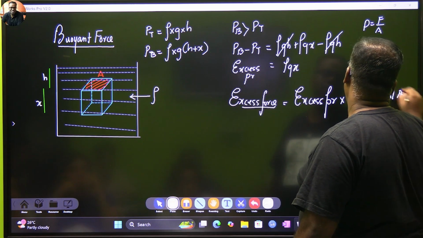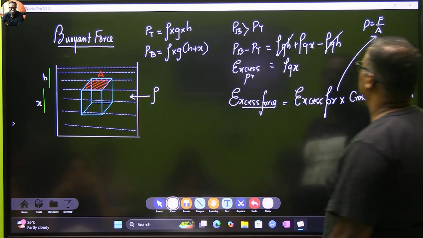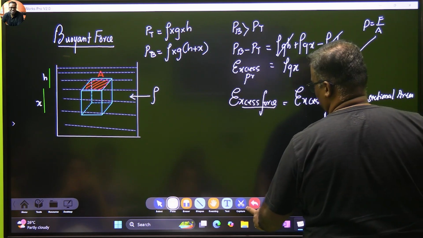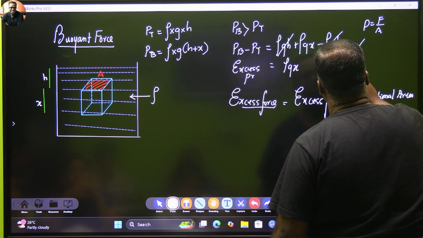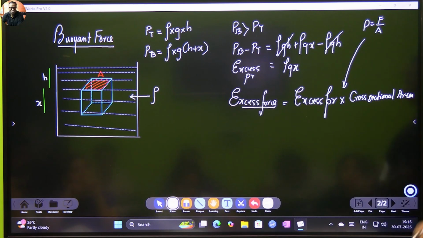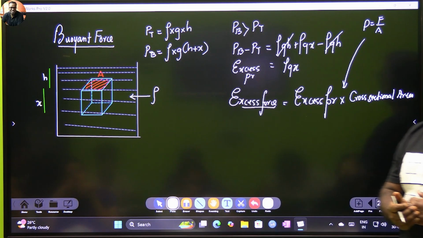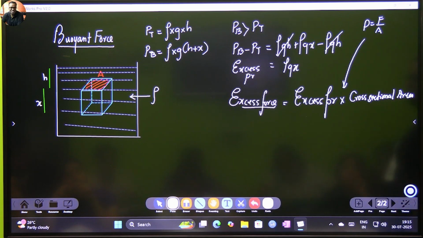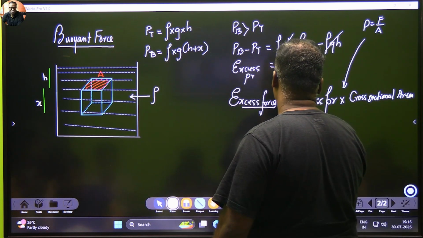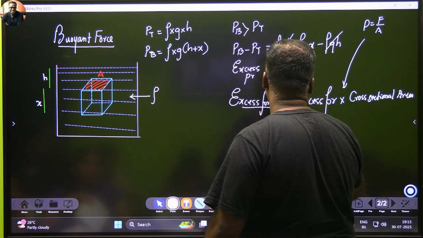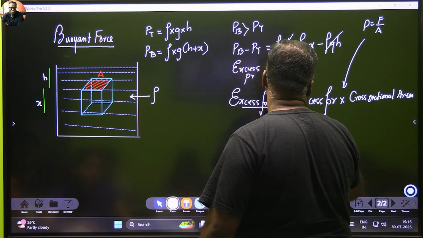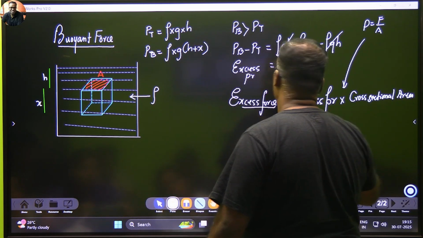Sir, how did you get this? This has come from this formula. Yeah, sir. Rather, I should do it in a reverse manner. From here, you have actually got this. Hannah, have you understood? Harshit, okay. Samar. So what is my excess pressure? Let's find out what is our excess pressure. Rho GX multiplied by the cross-sectional area A.